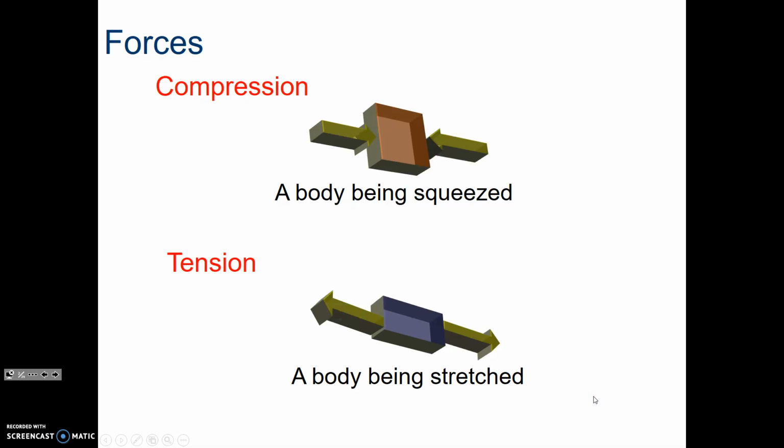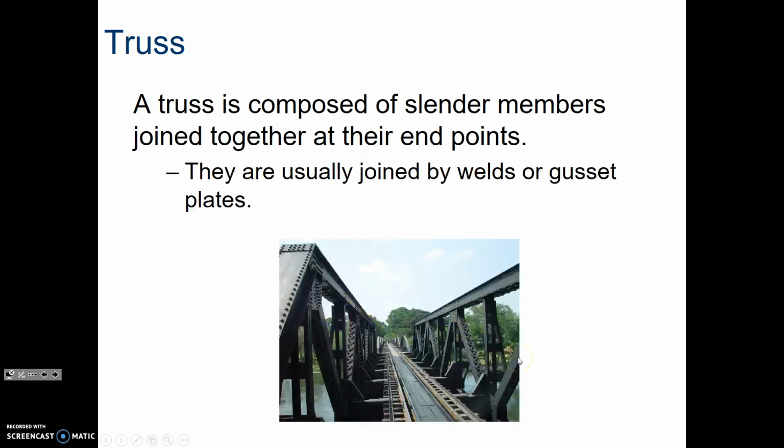So, first off, we've got to talk about what's happening to a truss. A truss is the beams that support bridges on the sides, or they're the members inside your roof that cause your roof to have that peak look. Those are trusses. And so we're going to talk about the difference between compression, so that's when it's squeezed together, and tension, being pulled apart.